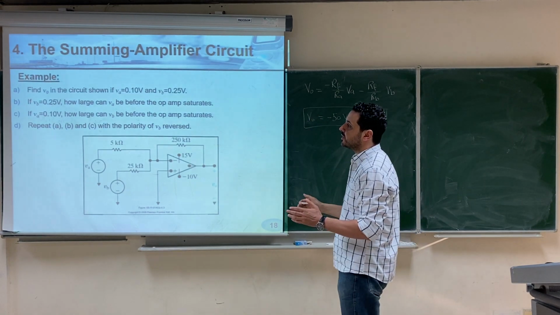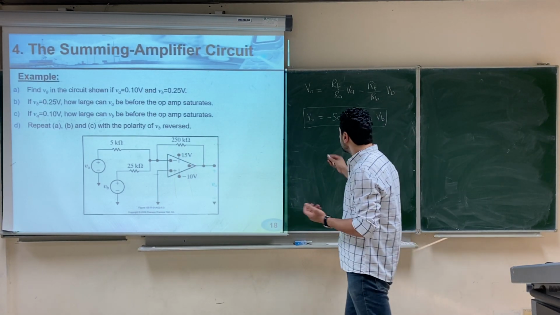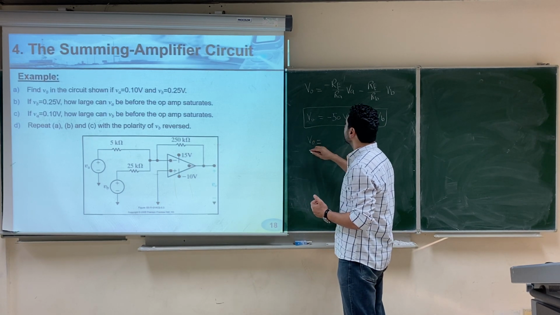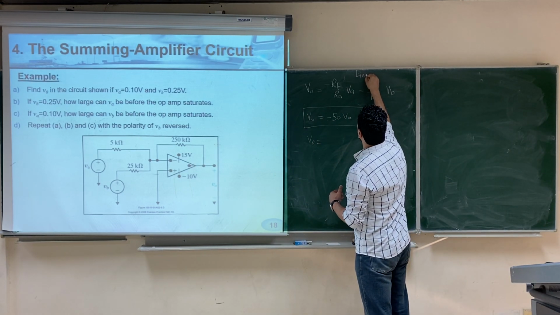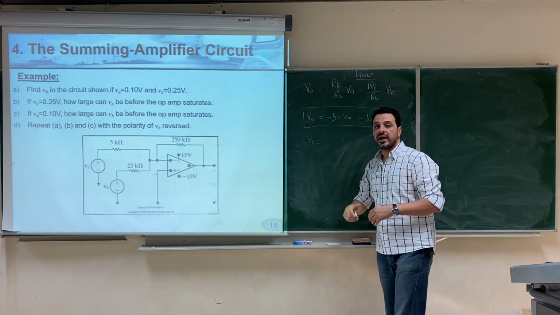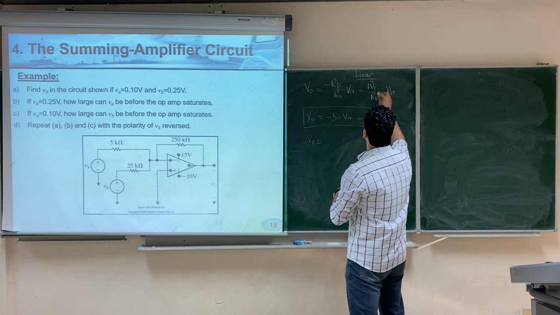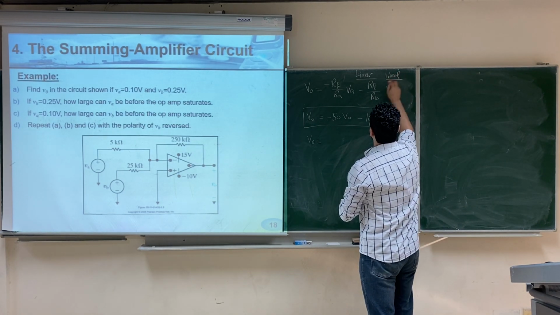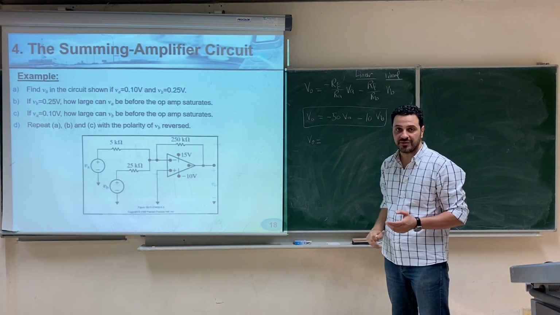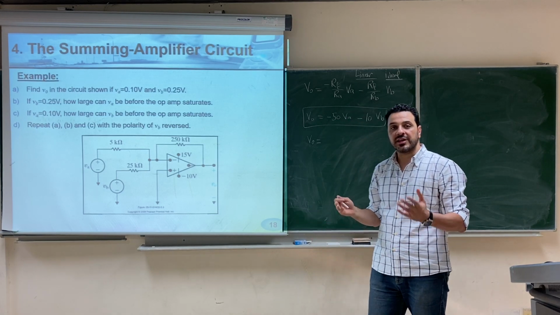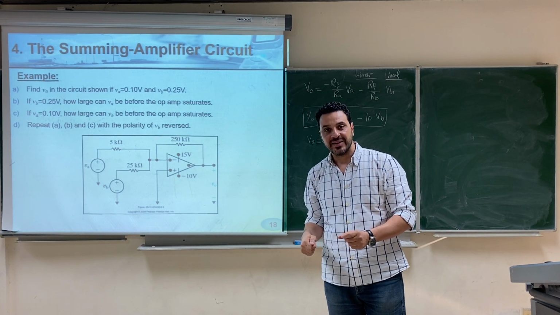Now, the first part asks: if VA is 0.1 and VB is 0.25, what will be V output? All we need to do is substitute. Of course, before we started to solve this, we assume that we are working in the linear region, and it should be an ideal amplifier. This is the assumption that we always make in the beginning. If we are not working in the linear region, this equation will not be valid. So by default, we assume we are in the linear region, and after we finish, we have to check. How to check? We'll see.